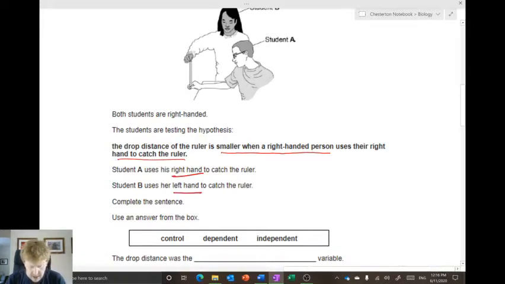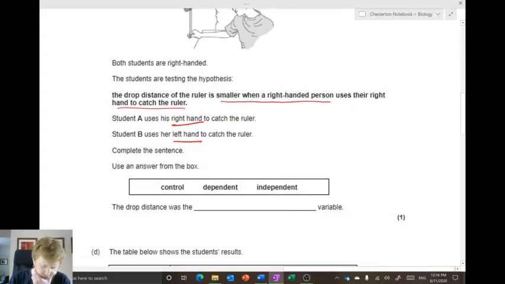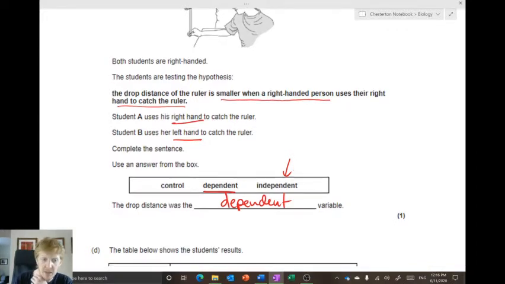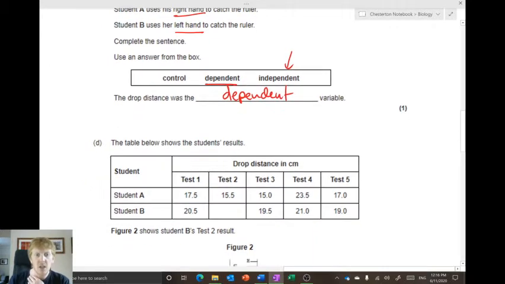Okay. Complete the sentence. Use the answer from the box. The drop distance was the control, dependent, or independent variable. Well, the drop distance is the variable that we're measuring, which is going to be our dependent variable. Okay, so the dependent variable is what we measure. The independent variable is the variable that we change. So in this case, the independent variable would be whether they're right or left, or handedness, basically, the hand they use.